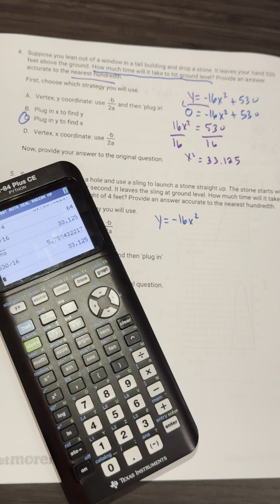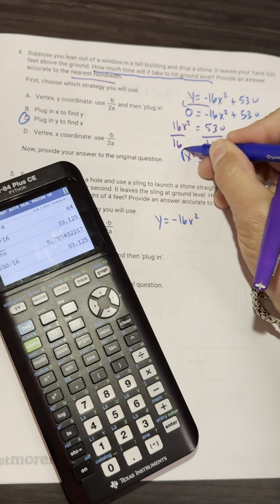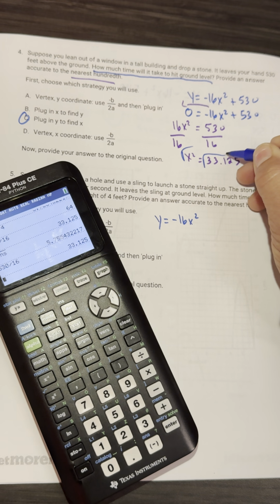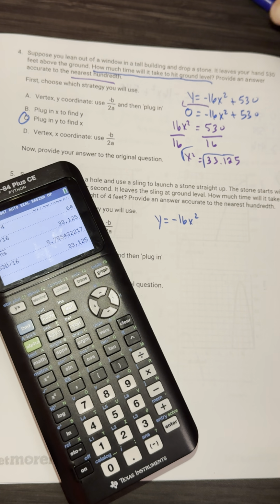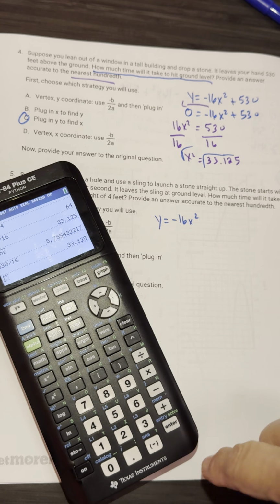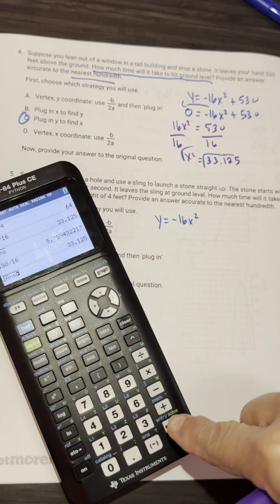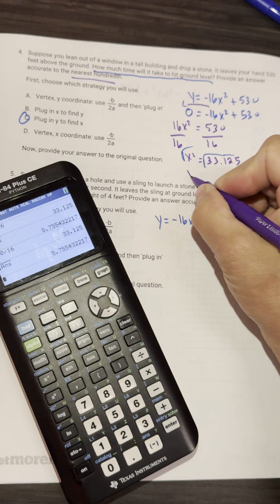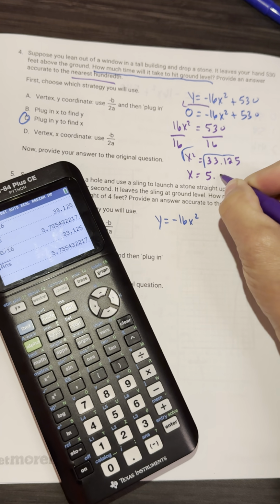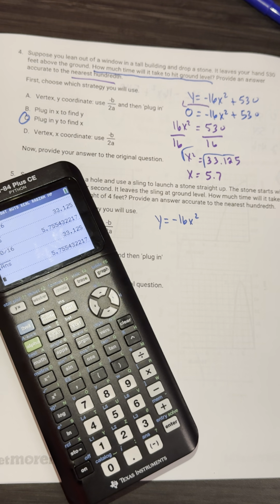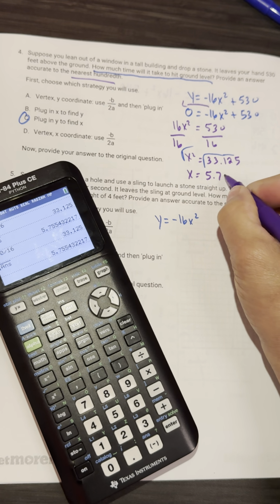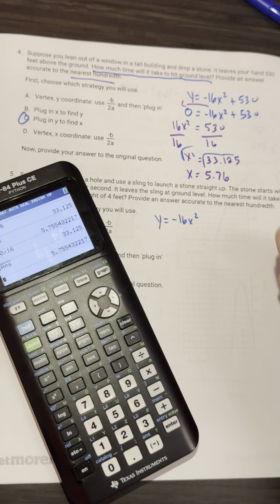What's the opposite of squaring something? Square root. So you're going to take the square root of both sides. And of course, when you take the square root, you have the positive and negative. But since we're looking at time, we don't need the negative time. So second square root, second answer. And x equals 5.7 what? 6. Very good. Because the 5 makes the 5 turn into a 6. And this would be seconds.